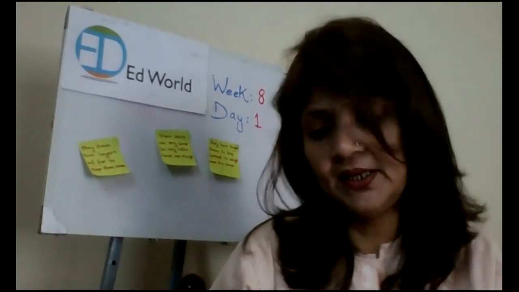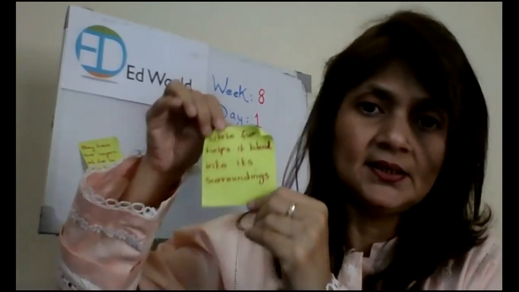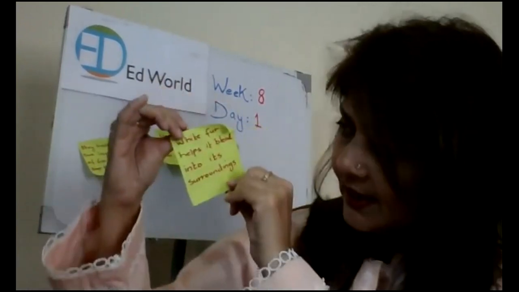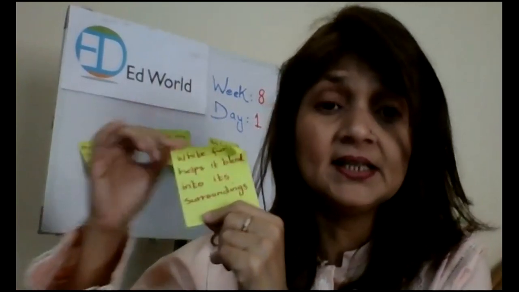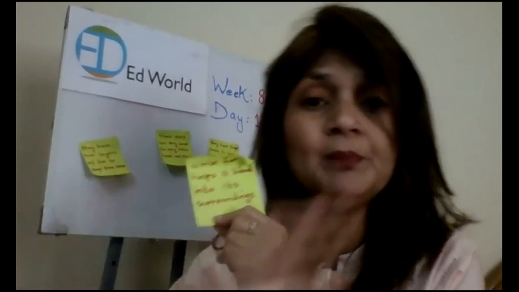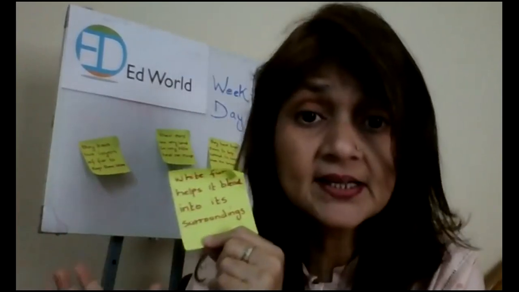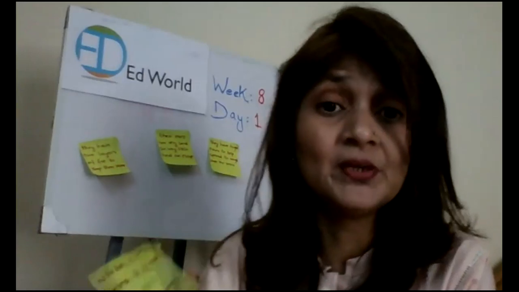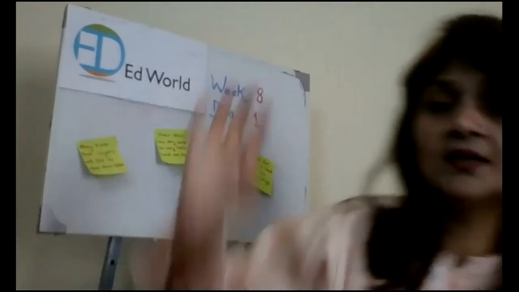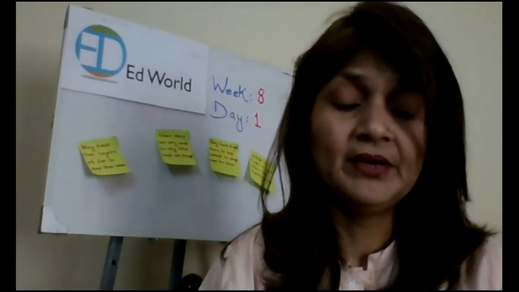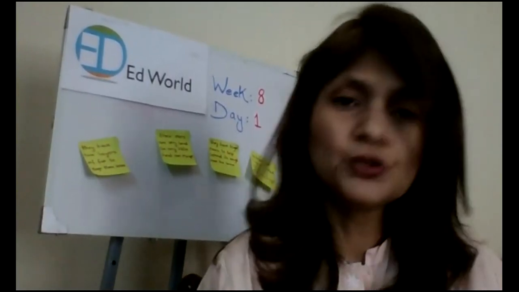And the last one is the white color. The white color helps it blend into its surroundings, right? And what is their surrounding? Their surrounding is the snow area, because they live in a snowfall area where there is too much snow.